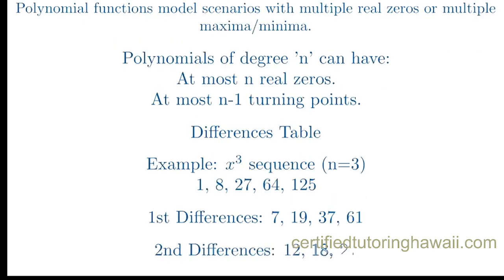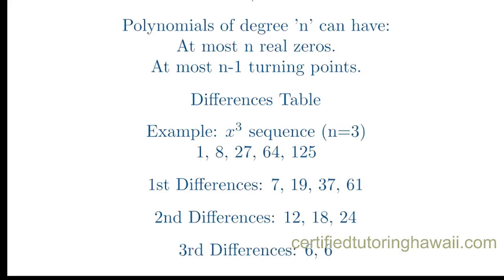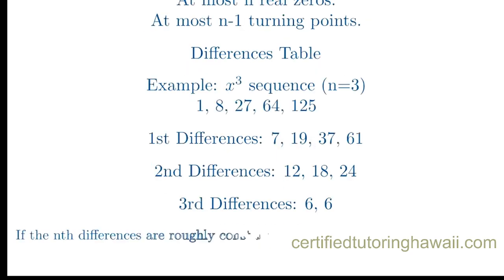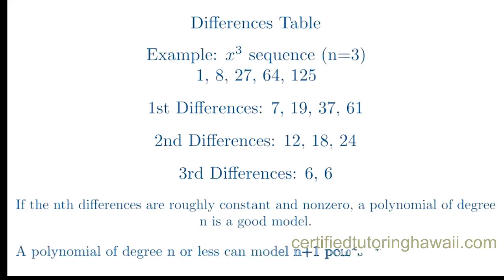Now the second difference is 19 minus 7 is 12, 37 minus 19 is 18. This is the rate of change of the rate of change. Finally, the third difference is 18 minus 12 is 6, 24 minus 18 is 6. The third differences are constant and non-zero. This confirms our hypothesis. If the nth differences are roughly constant and non-zero, a polynomial of degree n is a good model for your data. In our example, the third differences are constant, so the polynomial has degree 3. Another key property is that any set of n plus 1 points with distinct inputs can be modeled by a polynomial of degree n or less.